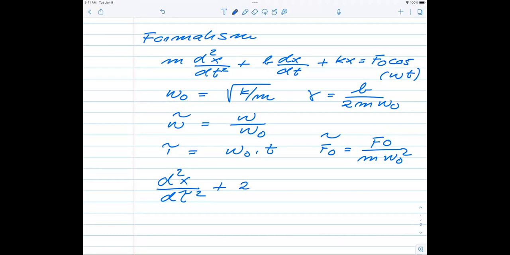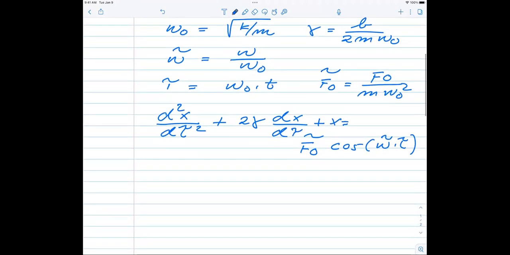plus 2 times this gamma. And then we had a dx of d tau plus x. And this was simply given by this term f0 tilde multiplied with cosine. And then we have an omega tilde times this dimensionless time. So all the arguments to a function like a cosine are always dimensionless.